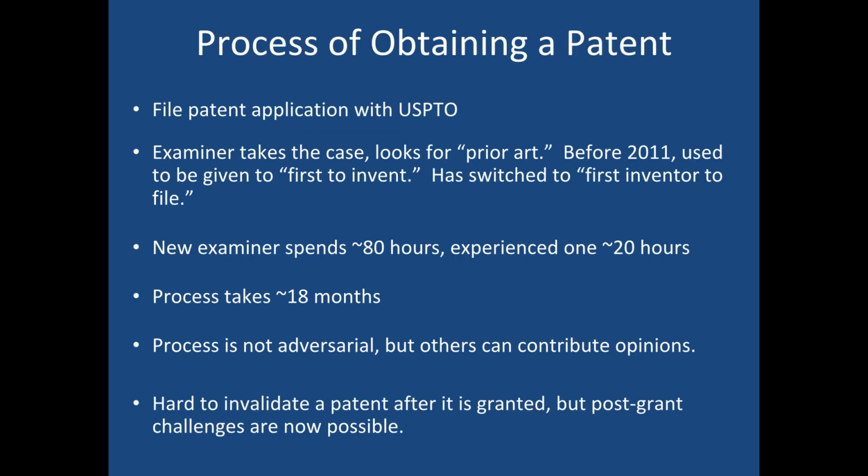So to obtain a patent, you have to file a patent application with the patent office. So that's where lawyers get involved. And then they hire examiners. So your patent application is given to a patent examiner who looks for prior art. And so what that means is the first thing the patent officer is going to do is search through existing patents and see if this idea has been patented before.